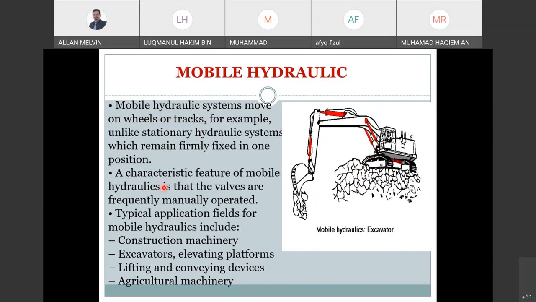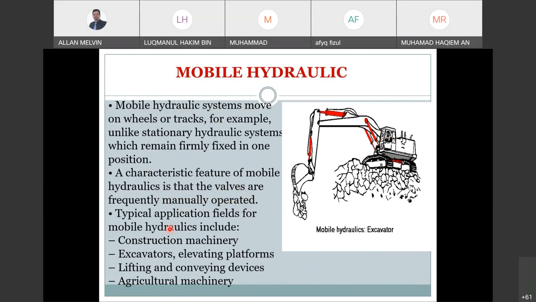Okay, so a characteristic feature of mobile hydraulic is that the valves are frequently manually operated. So, yani valve dia, sebab tu you tengok you ada satu operator. Ada orang dalam tu, so dia akan move all the valve. Dia akan on yang ni, dia akan tarik yang ni. So it's normally manually operated.